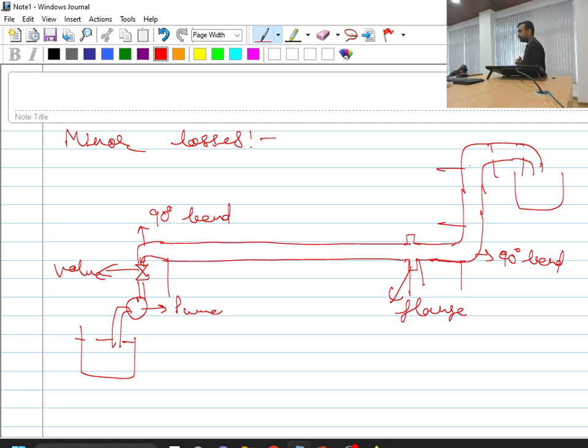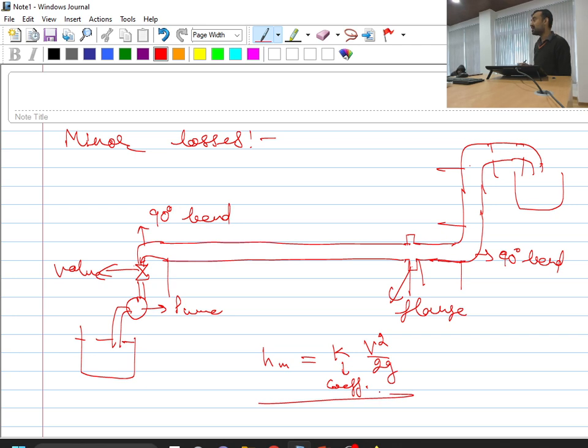Is this point clear? Okay, so the loss because of the additional fittings which we use in the pipe networks is what is called minor loss. Typically, if I have to quantify the minor loss, we write it as some coefficient K times V square by 2g. So this is the typical representation for the minor losses in the pipes.